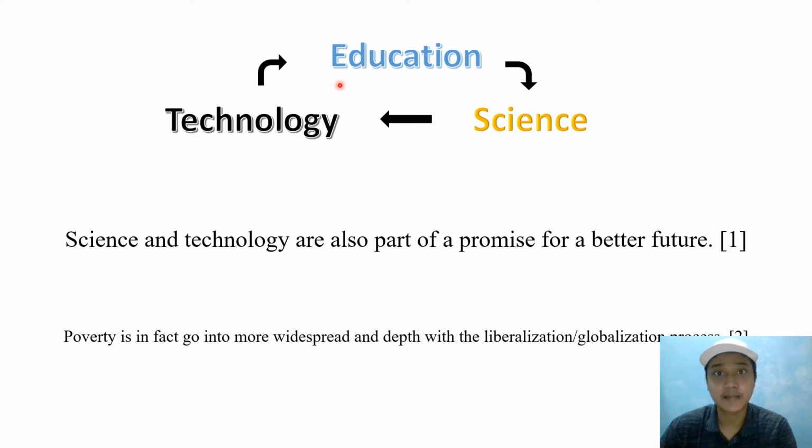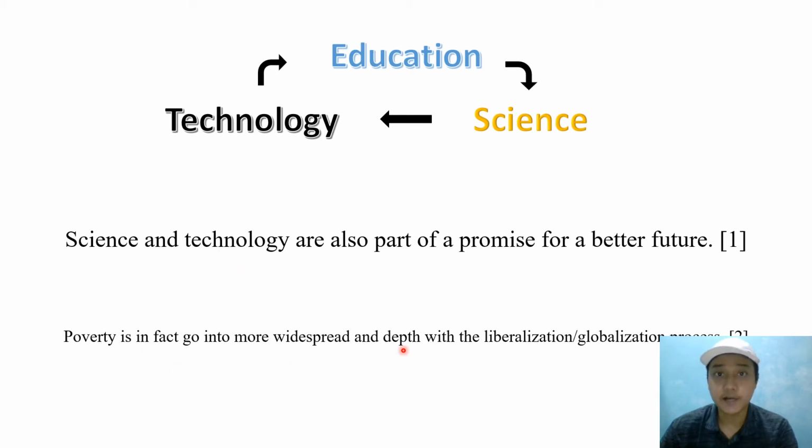Education, science, and technology is an infinite loop relationship. When the education level or quality is getting better, science and technology will also be more advanced. Respectively, when there is an advancement in science and technology, the education level will also improve by having better facilities. We also found from the first reference, which is the Sullivan book, that science and technology are also part of a promise for a better future to overcome poverty.